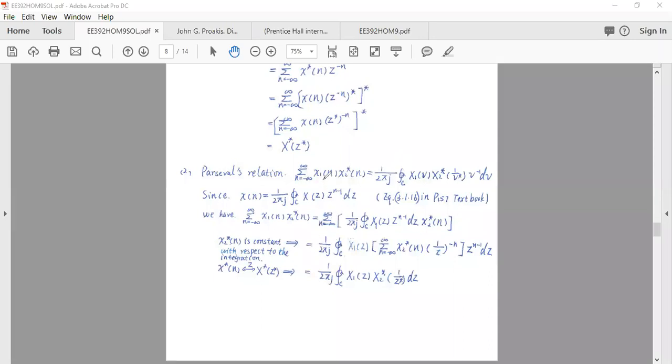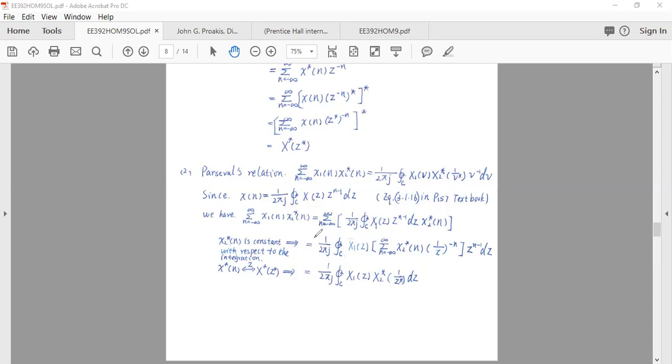We can rewrite x1 of n. We can keep this particular part as it is. We can rewrite x1 of n using the inverse Z transform property, that is 1 upon 2 pi j, anti-clockwise contour integration of x1 of z multiplied by z to the power of n minus 1 dz, right? And we can keep this particular term as it is since we can assume that this is a constant, right? Now, based on this, if we further simplify this, right?